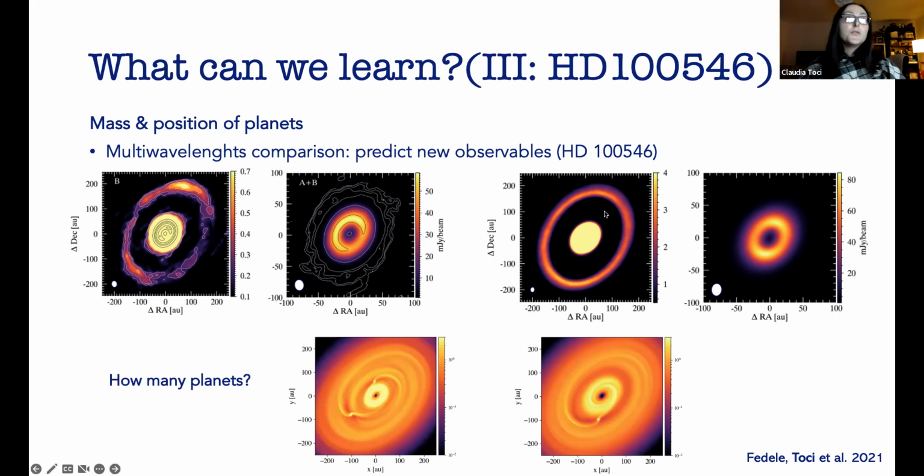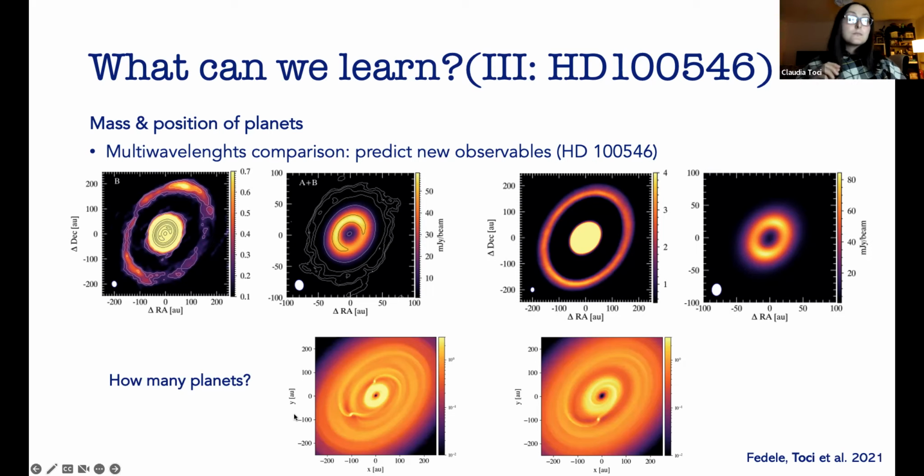So we propose that there is one planet inside here in the inner cavity to stop the radial drift and form this ring. And then we have one or maybe multiple giant planets in the outer part of the disk that is basically preserving this faint outer dust ring.